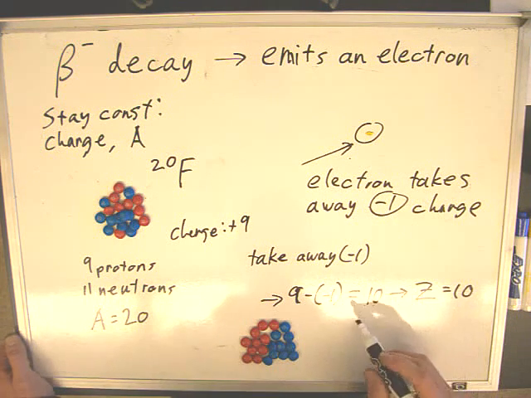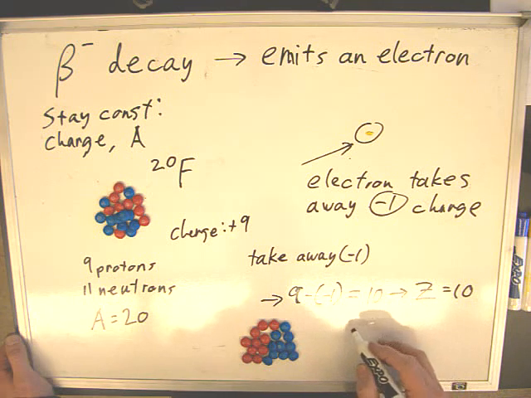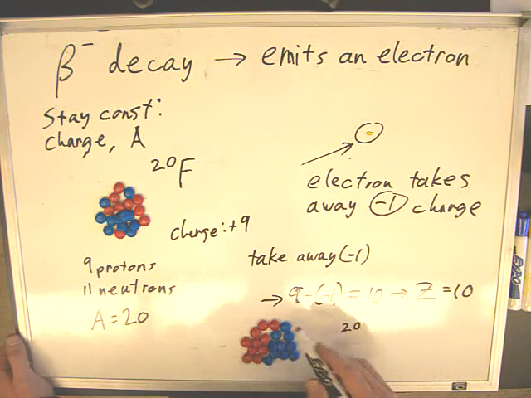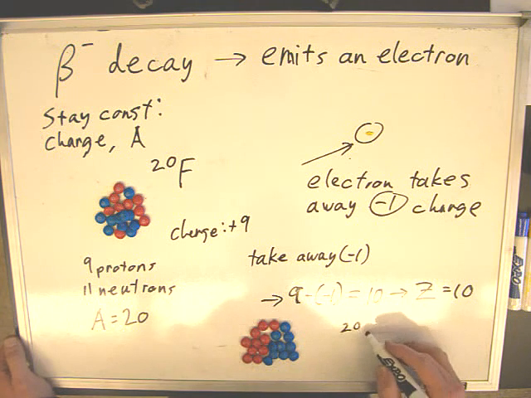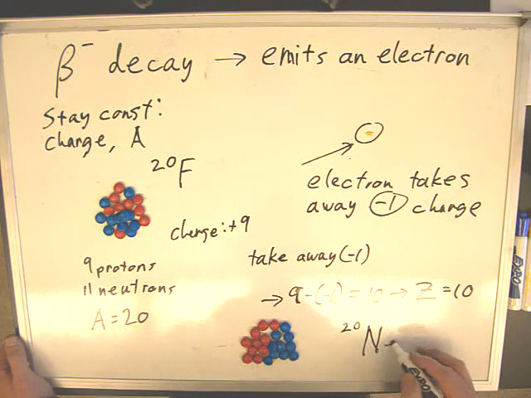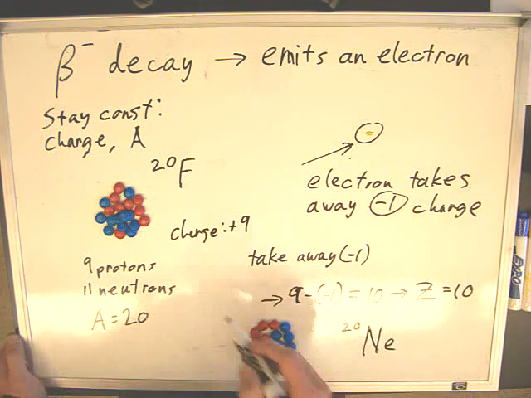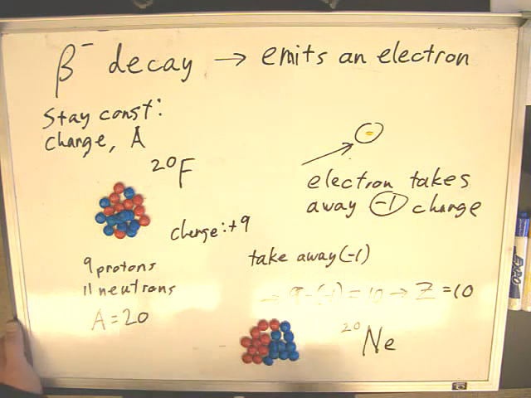So if Z is equal to 10, then I can look on the periodic table and find out what I have. I know that 20 is the mass number. If I look on the periodic table, I find that the element is neon. So fluorine-20 can turn into neon-20 when it spits out an electron.